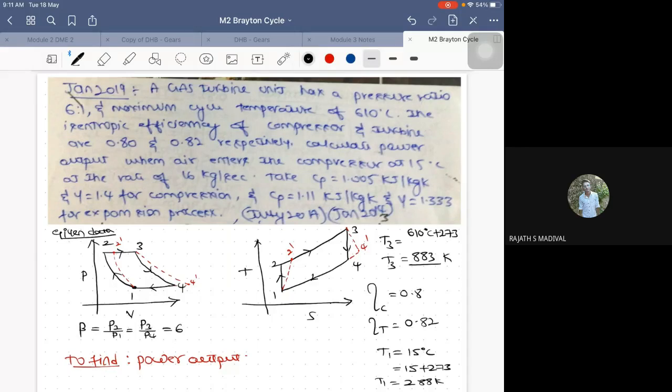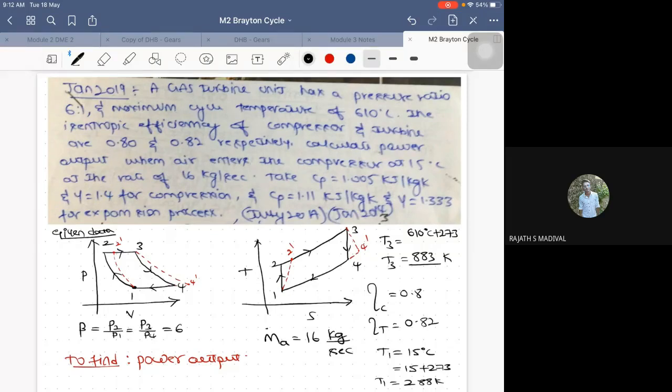Next, at the rate of 16 kg per second. This is the mass flow rate of air which he has given. I would just write: mass flow rate of air is 16 kg per second.